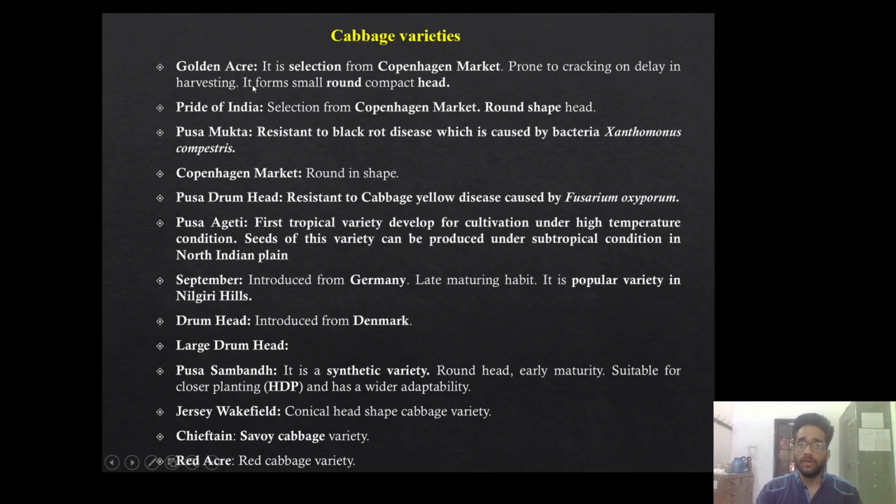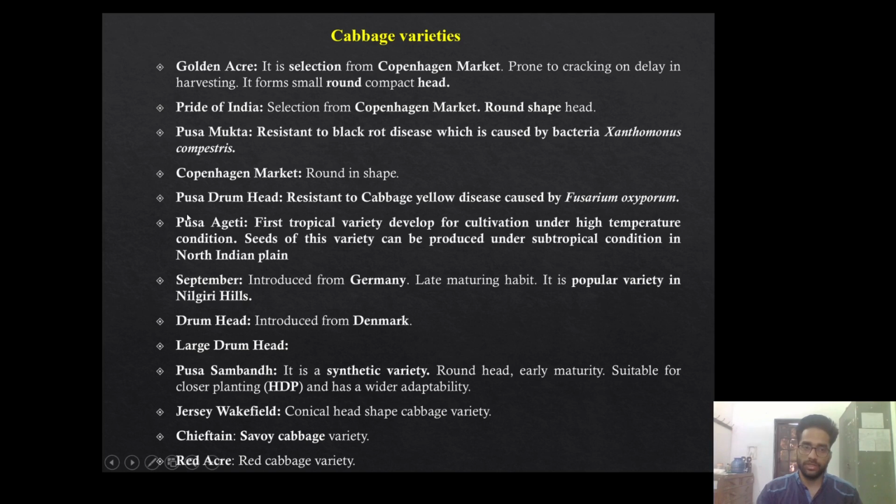Golden Acre is a selection from Copenhagen Market. It is prone to cracking and has a small round shape head. Pride of India is a selection from Copenhagen Market. Pusa Mukta is resistant to black rot disease, which is caused by the bacteria Xanthomonas campestris. Copenhagen Market is also round shape. Pusa Drumhead is resistant to cabbage yellows disease.